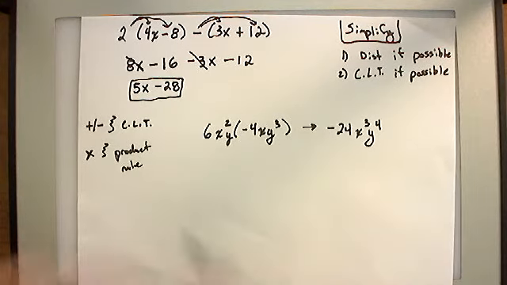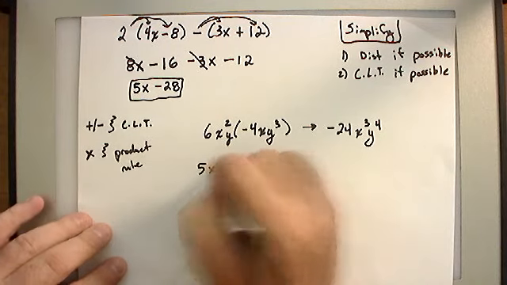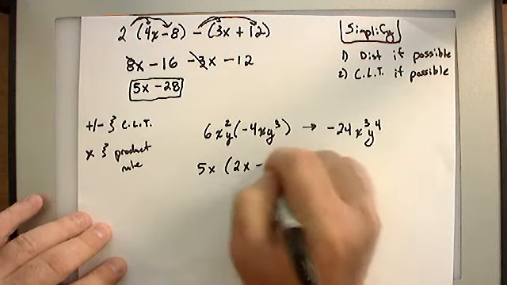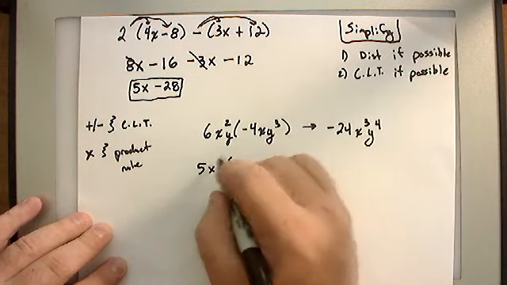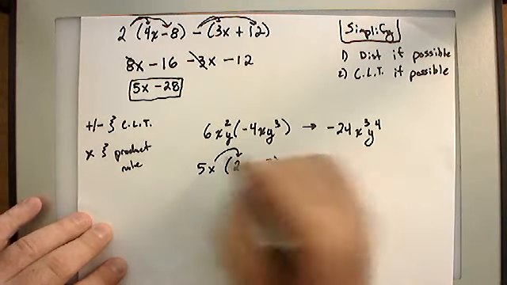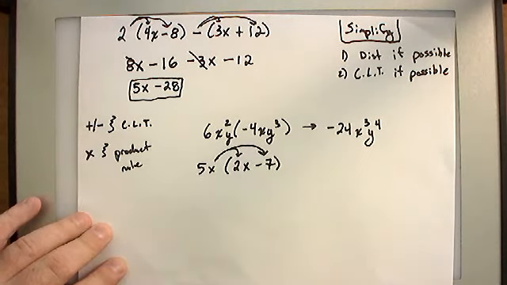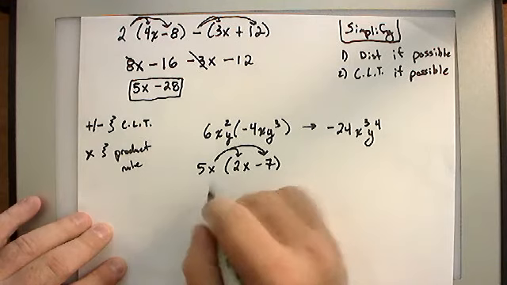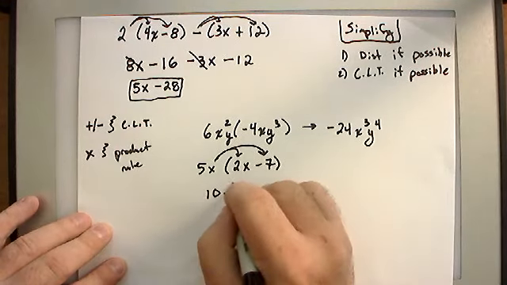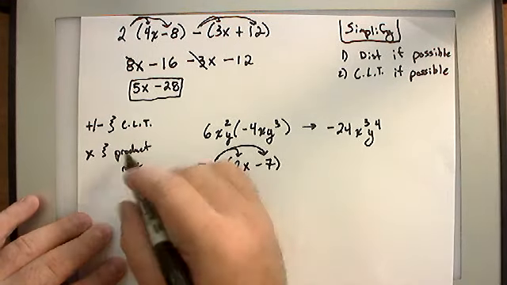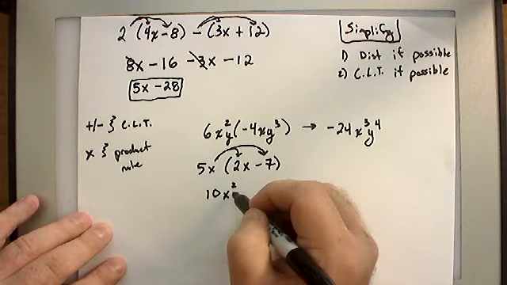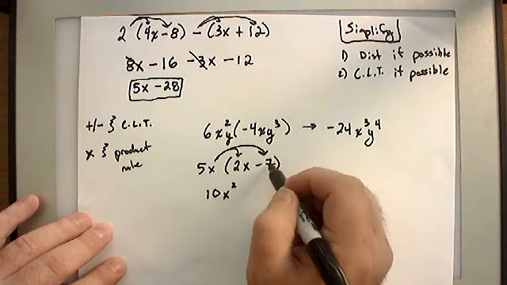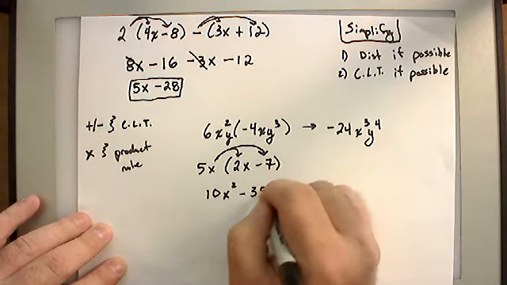What if I did a monomial times a binomial? Well, we're going to have to distribute. So we have 5x times 2x and 5x times -7. Be a little bit careful here. 5x times 2x is 10x squared, right? Because we are multiplying, we use the product rule, which tells us the powers should add. 5x times 2x is 10x squared. And 5x times -7 is -35x.